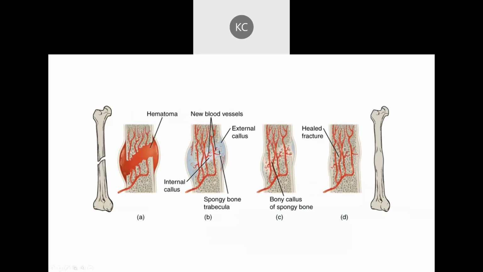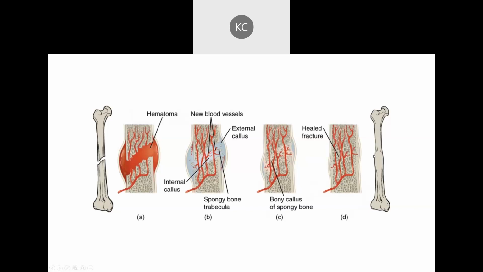Lay down the spongy bone trabecula. You then begin to replace all the cartilage with spongy bone, so you get this hard bony callus, and then you begin to replace some of that spongy bone with compact bone, and then you have your healed fracture. And you can see this on actual bones that have been fractured and have been repaired.